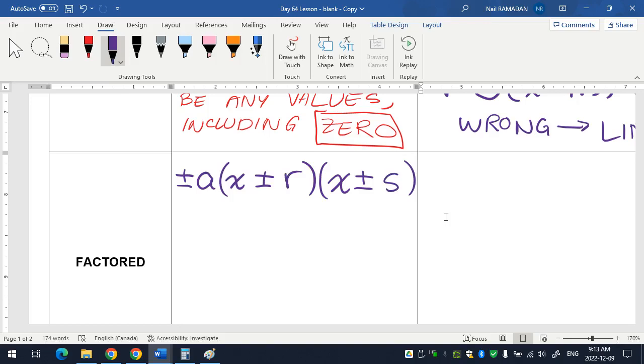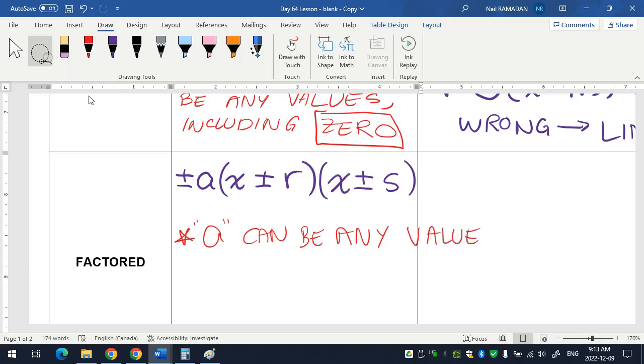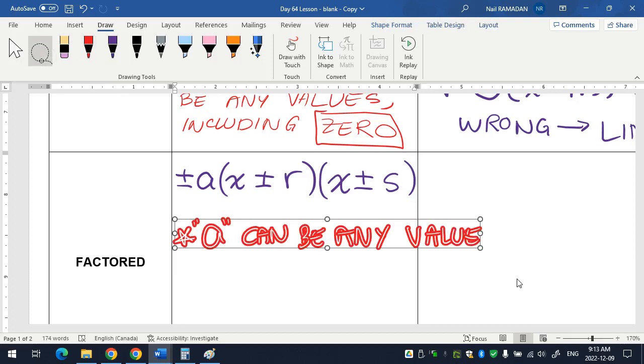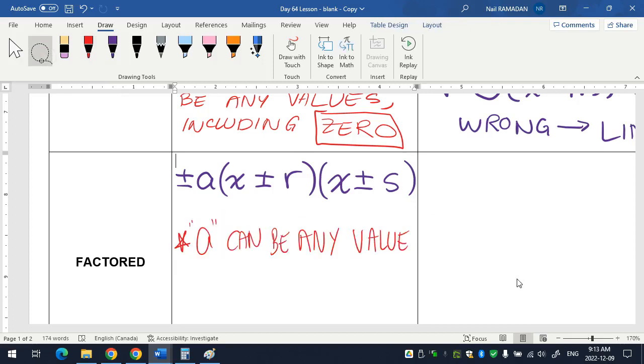What was the rule always for A? Can be any number except for 0. Go. A can be any value. Except, sorry, yeah, except 0.